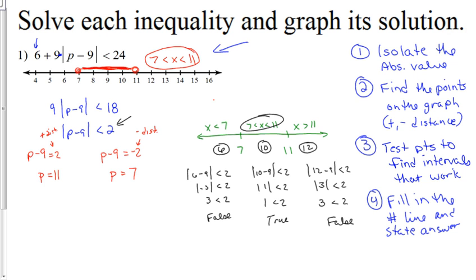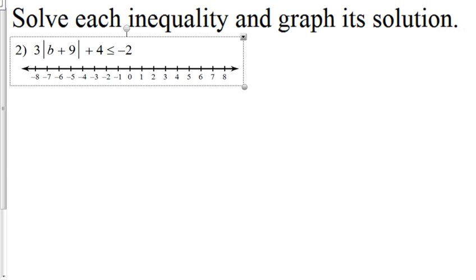Okay, it's going to take more practice if you don't quite get it yet, so let's do another one. We'll do number 2. So the first step was to isolate.